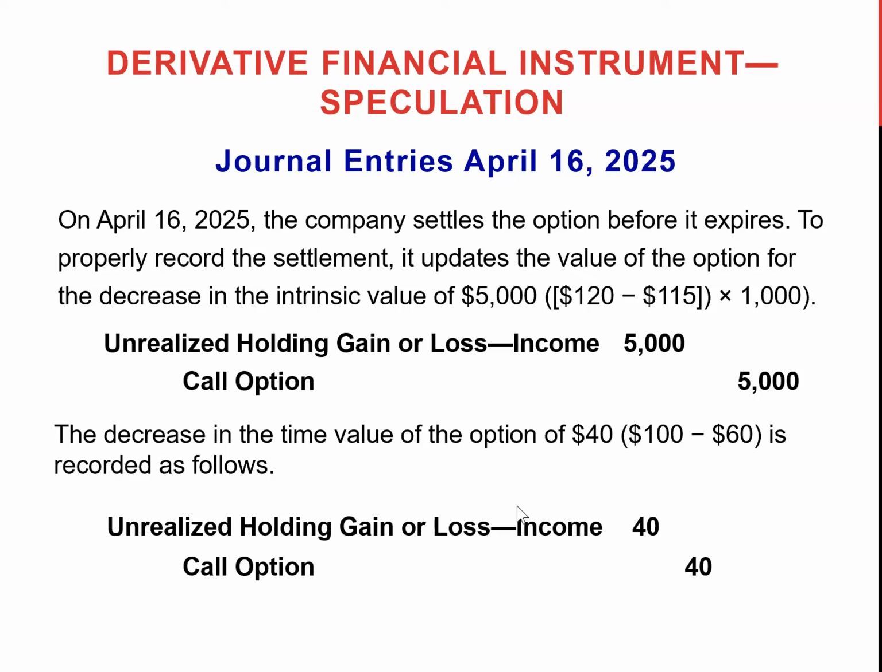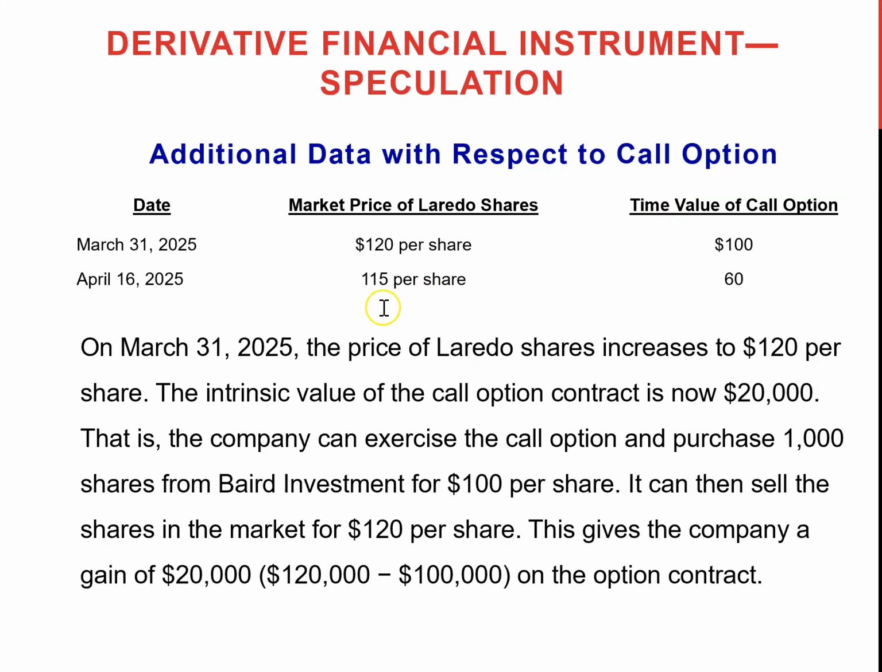So on April 16, if you look back here, the market price of each Laridas share is $115 and the time value is $60. So based on this $115 and their previously adjusted market price of $120, the company will record this intrinsic value related gain, or actually this time it's a loss because the market price reduced by $5, and they will also reduce the option value because of the decrease in time value.